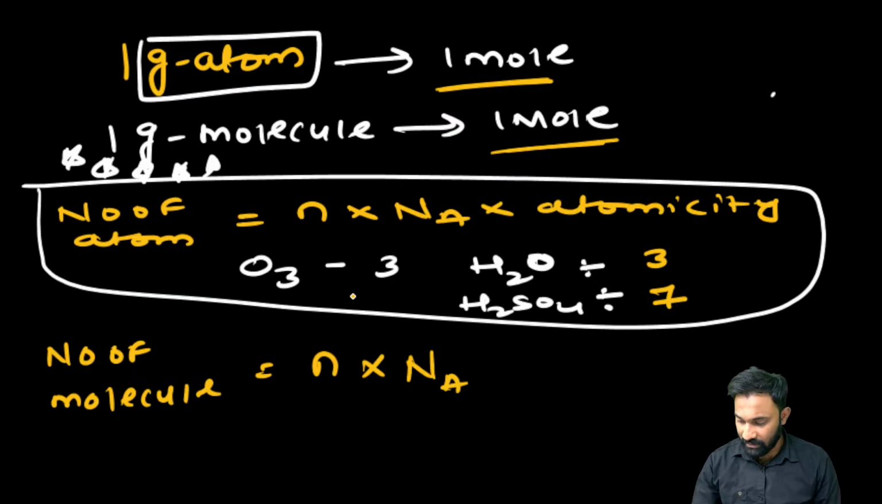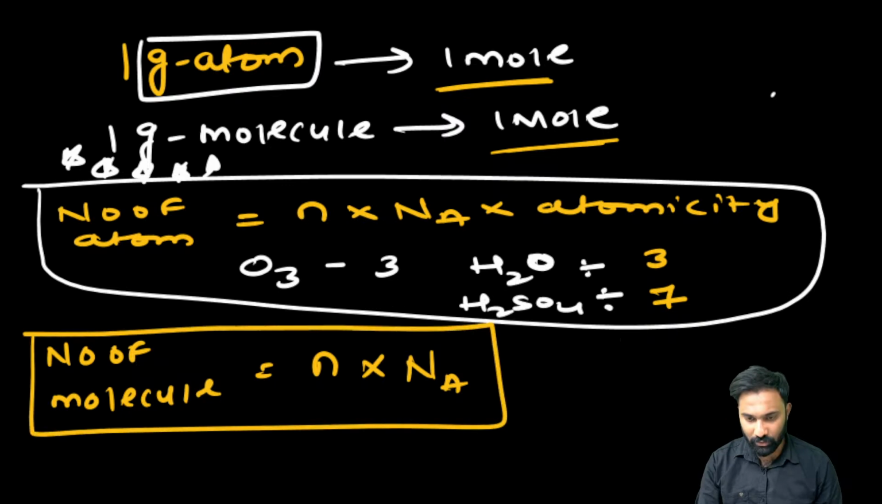Next one we are having the number of atoms formula. Now what is the number of atoms formula? N into Avogadro number into atomicity, right? Number of molecules formula, N into Avogadro number, right? Now these are the formulas. Based on these formulas we did n number of questions.